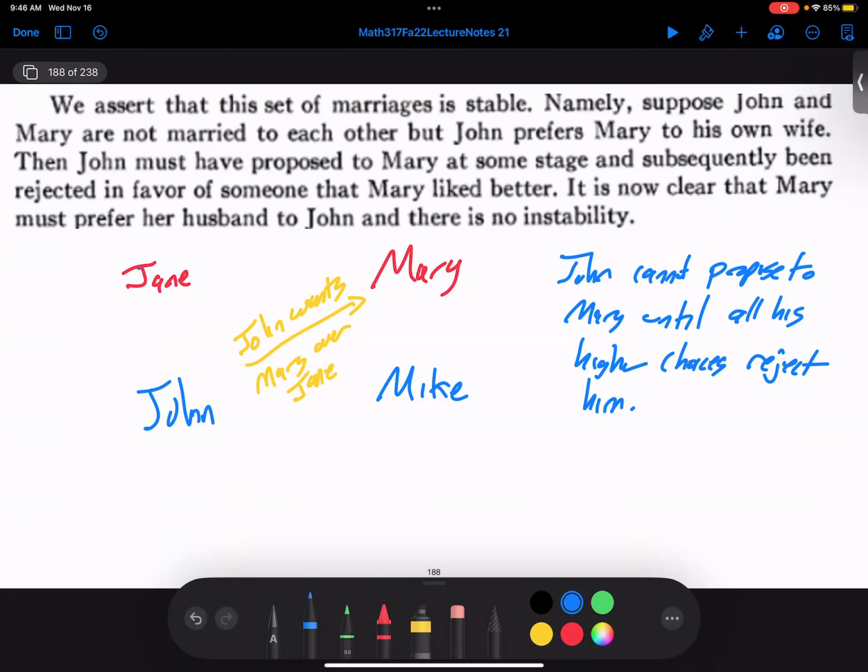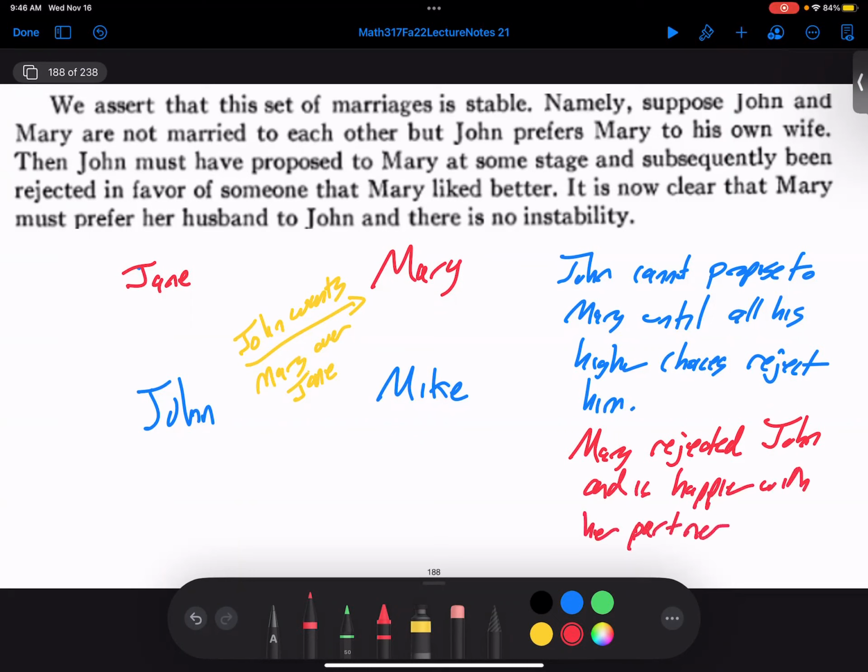So what do you know about Mary? She prefers her husband to John. She rejected John at some point. Mary rejected John and is happy with who she has. So there's no way. John might be willing to switch, but Mary is not going to accept John. So we have a very simple proof that it's stable.